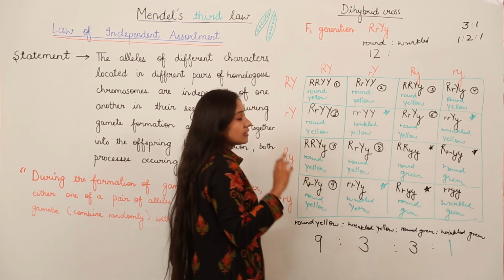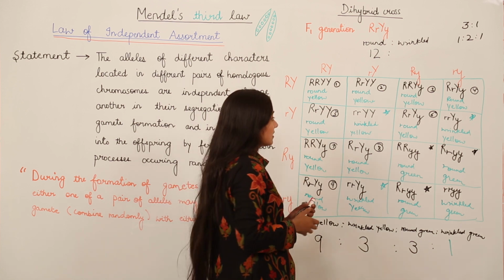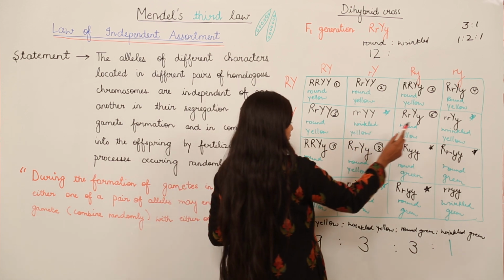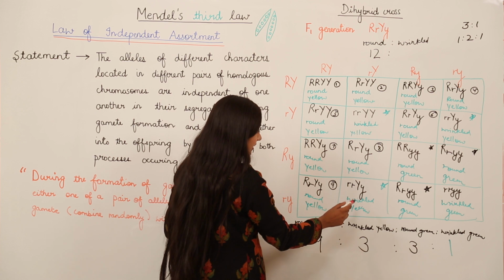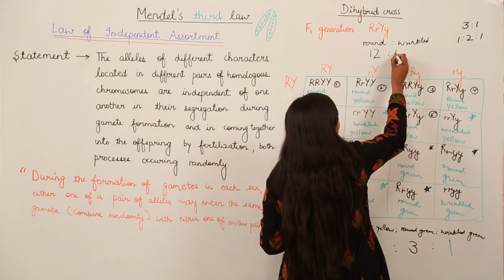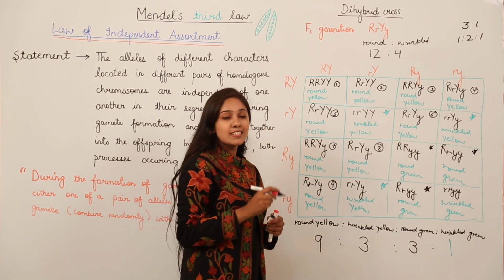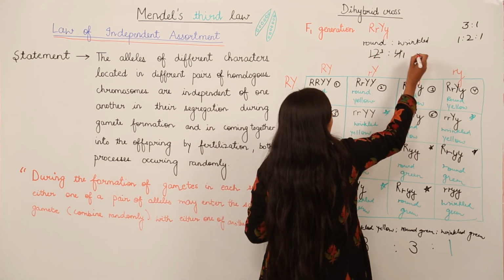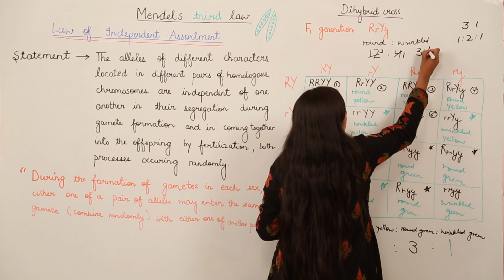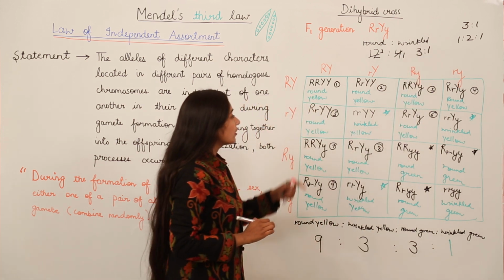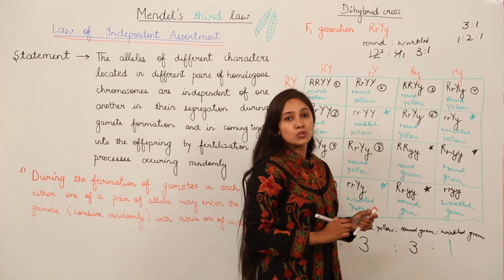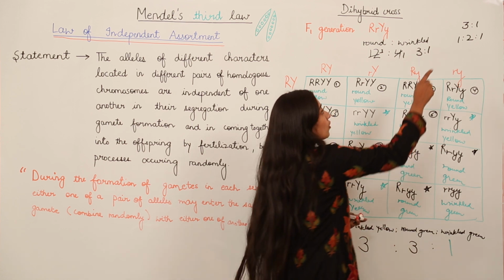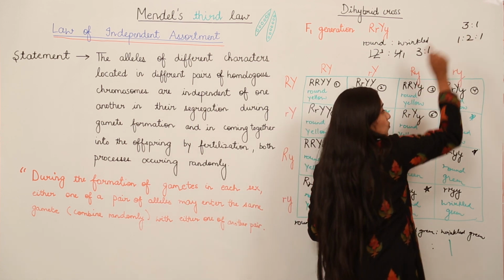Then if we count the number of wrinkled seeds, we have here 1, 2, 3 and 4. So we have 12:4. When I simplify this, it is going to be 3:1. So the ratio of round to wrinkled is going to be 3:1. This is what we had for the monohybrid cross, that is 3:1.